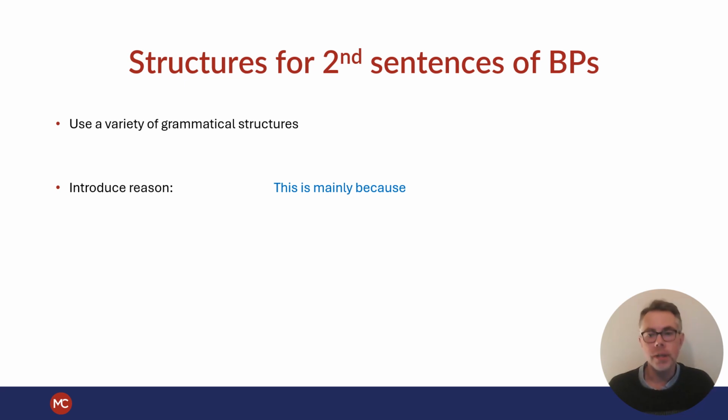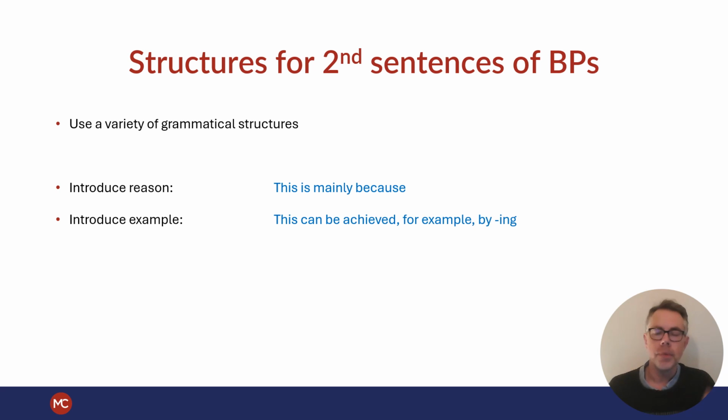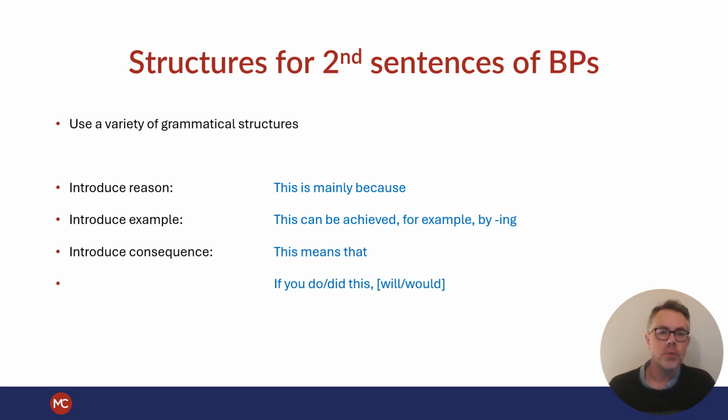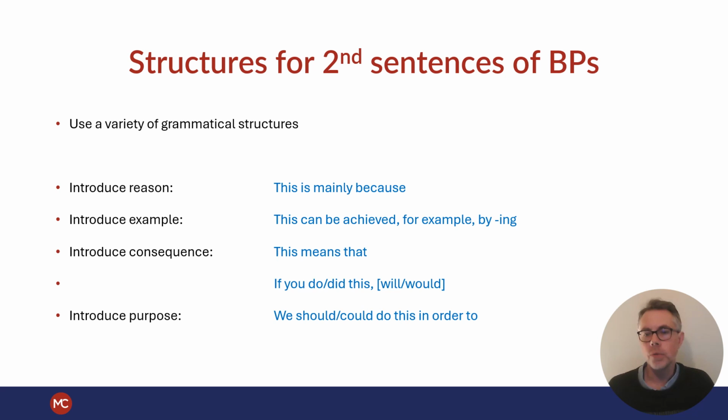A reason. Okay, if you want a reason, you could start, this is mainly because. An example, if you want an example, this can be achieved, for example, by ing. Consequence, there's 2 options here. This means that, or if you do this, or if you did this, this will, or something would. So there's 2 options, consequences and purpose. We could do this in order to, what the goal is, what your purpose is.